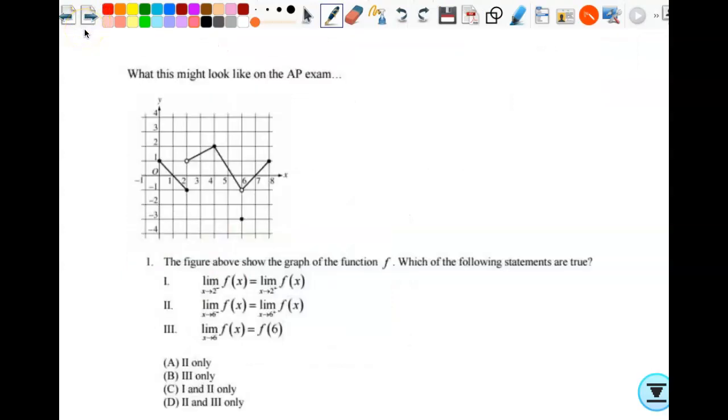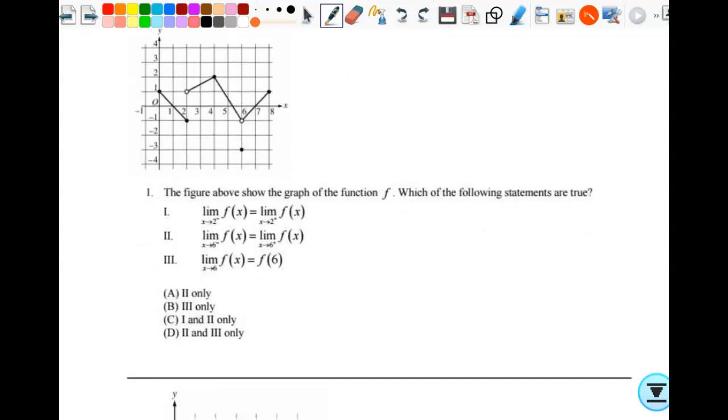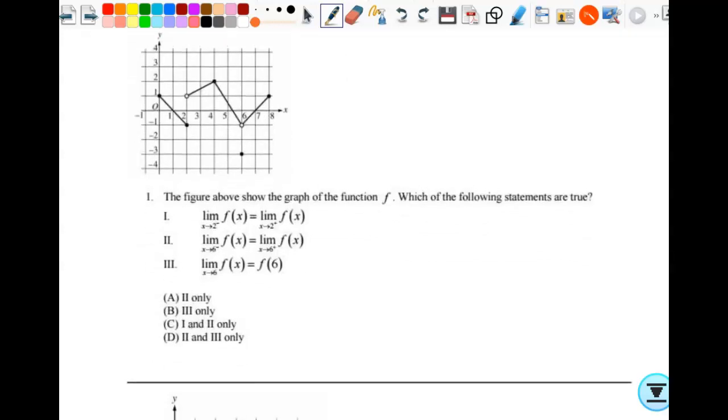So what you'll have in a lot of our notes and assignments is also a couple of questions like what it might look like on the AP exam. These are actually pulled from exams, all right? They have a graph for you, and it says the figure above shows the graph of the function f. One thing you have to pay attention to: right now there's only one function, but they might ask you about f and show you a graph of g eventually. So make sure you're paying attention to what's what.